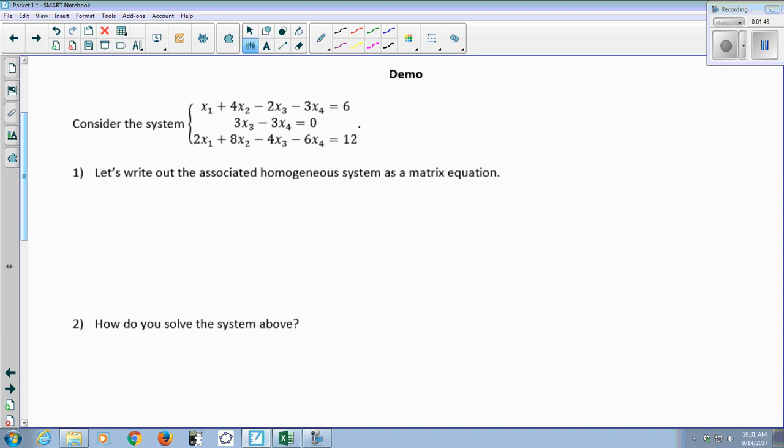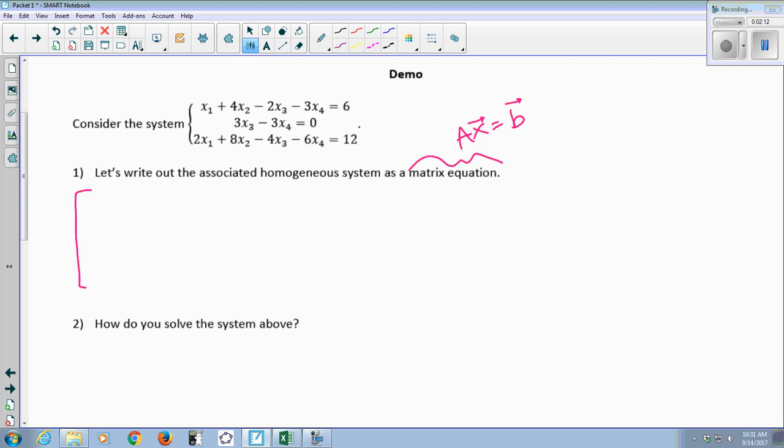So as a matrix equation, I'm going to put my coefficient matrix here. A matrix equation is Ax equals b, right? People often confuse matrix equation with augmented matrix. So a matrix equation is A times a vector of unknowns equals another vector.